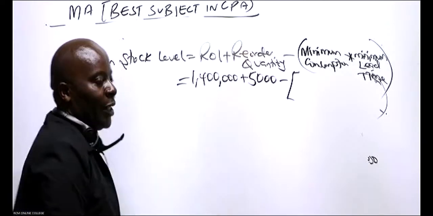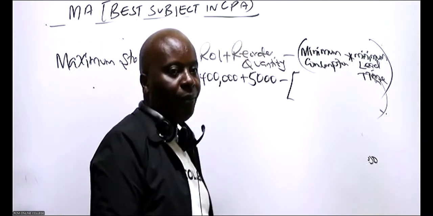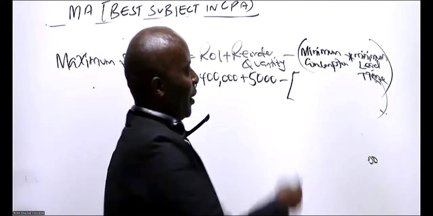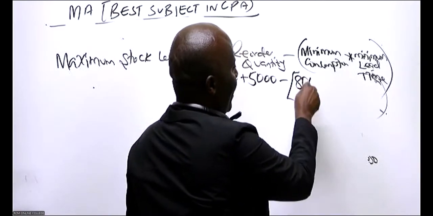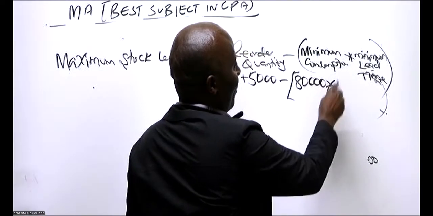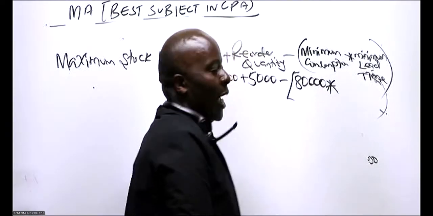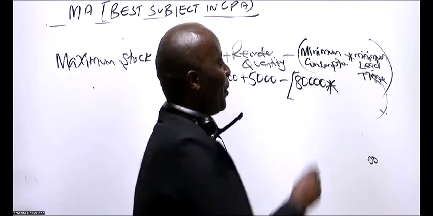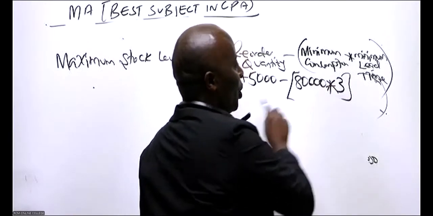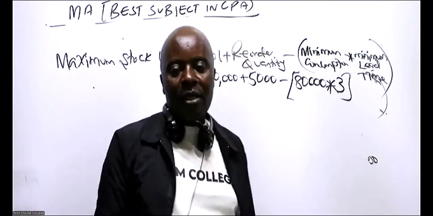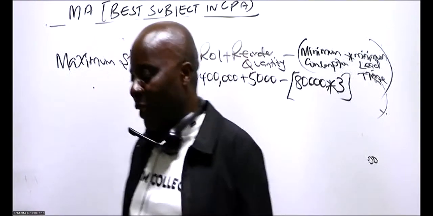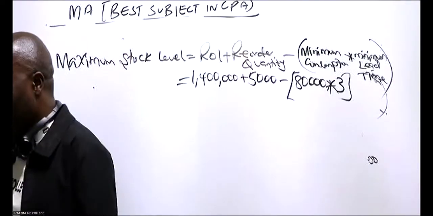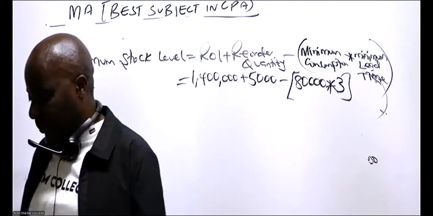Are you able to see the minimum consumption? 80,000. So minimum consumption, we have 80,000 times minimum lead time. You see minimum, 3, eh? Minimum is 3 months. Thank you so much. So please go ahead and give me this difference, and then we roll to other things.